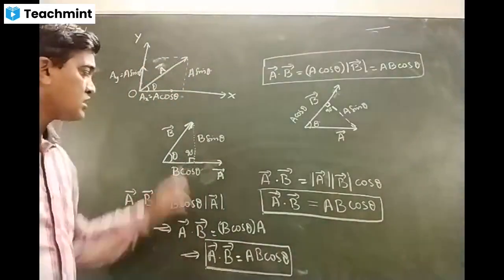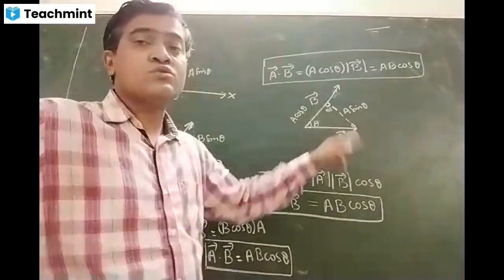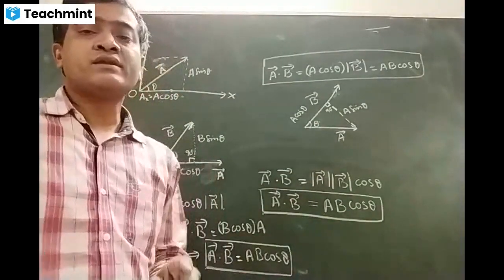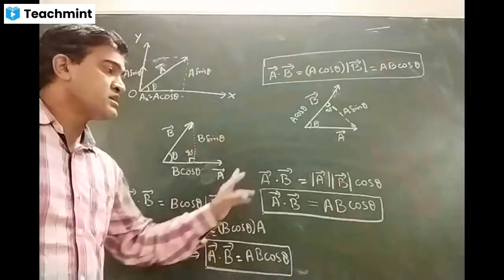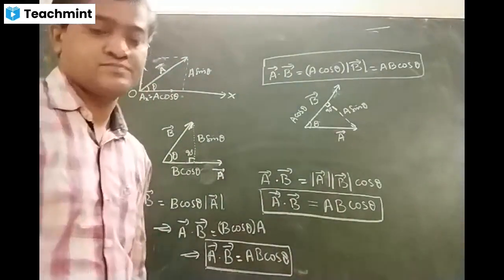Whether you resolve the second vector into components or the first vector into components, finally I am getting the same result in both cases. Finally, I am getting A bar dot B bar is equal to AB cos theta. This is the final answer.